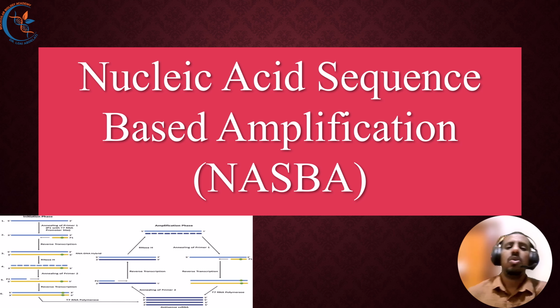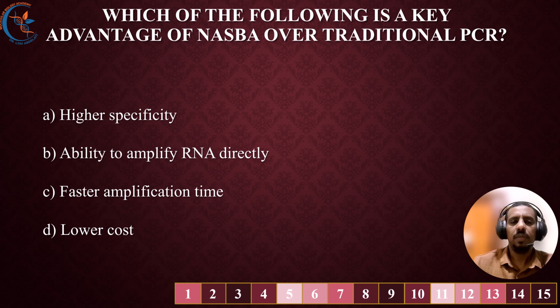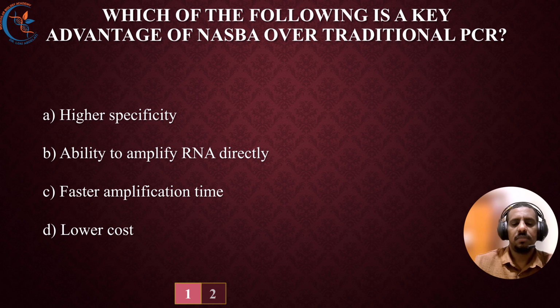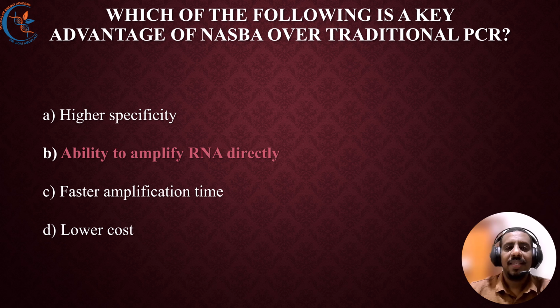Okay, next we explore nucleic acid sequence-based amplification, NASBA. All right, let's see the first question we have here. The first question is, which of the following is the key advantage of NASBA over traditional PCR? The correct answer is ability to amplify RNA directly.